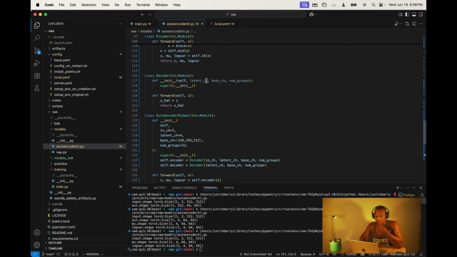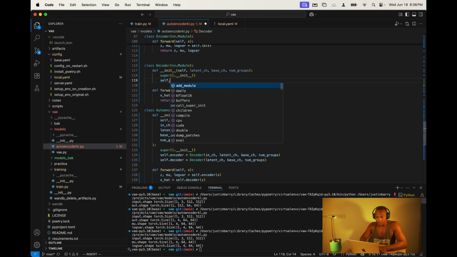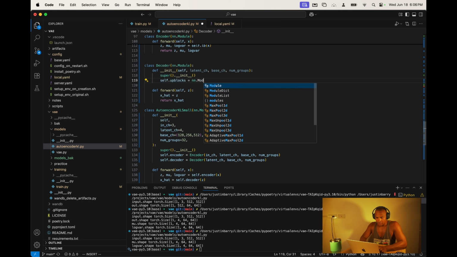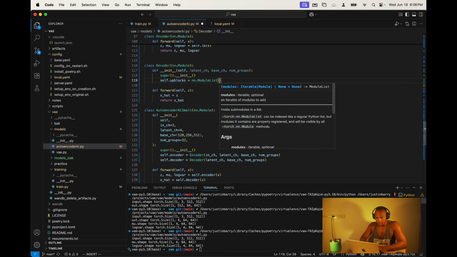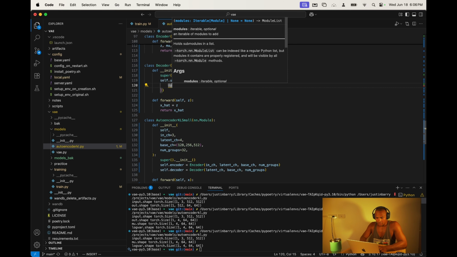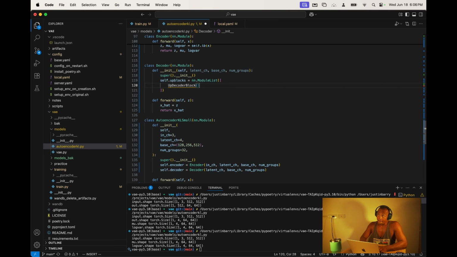So let's do our decoder next. The decoder is going to be up blocks, just upsample blocks, a module list, upsample, or sorry, up decoder block. And it's going to be latent channel to base.